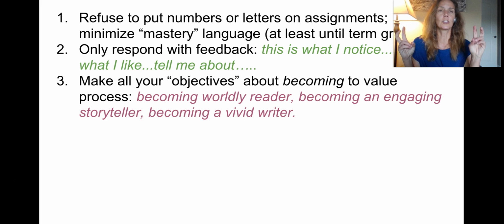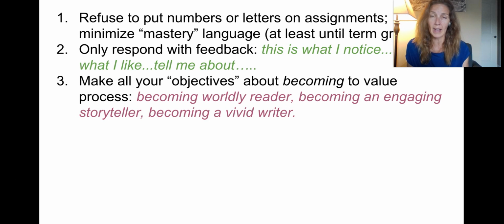Three, make all of your objectives about becoming. What I mean by that is becoming a worldly leader, becoming better at finding the reason for your thinking, becoming an engaged storyteller, becoming a more vivid writer. And then you would say, point to the places where you think you are more vivid. Point to the evidence that shows you're more worldly. Point to the part where you're an engaging storyteller. Can you find that in the video? What did you do there? What do you think it was? And again, it's a conversation.